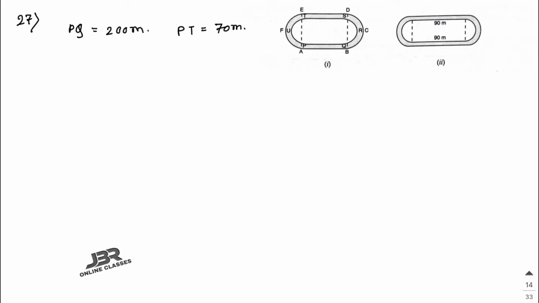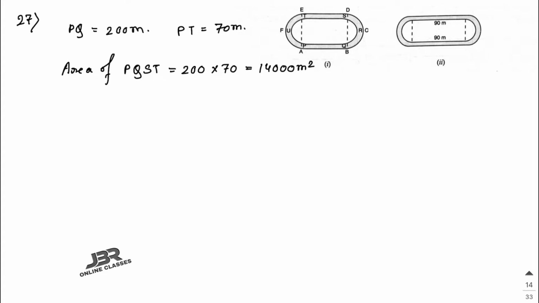So that means the length of the rectangle equals 200 and the breadth of the rectangle equals 70 meter. Calculate the area of the grassed enclosure in meter square, given that the track is of constant width 7 meter. Calculate the outer perimeter of ABCDEF. So first you have to find the area of the rectangle. The area of rectangle PQST equals 200 into 70, that is 14,000 meter square.